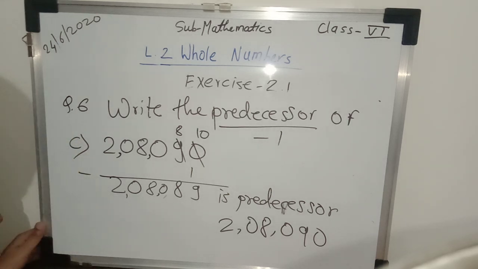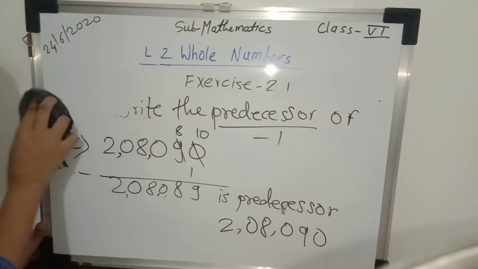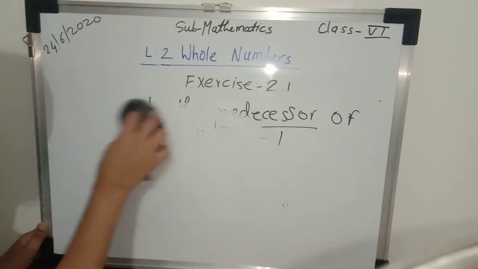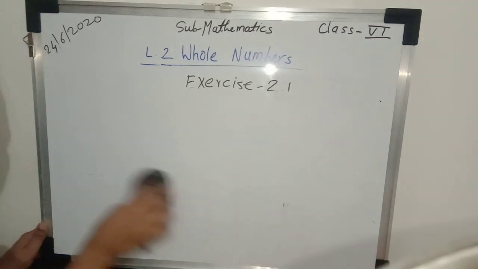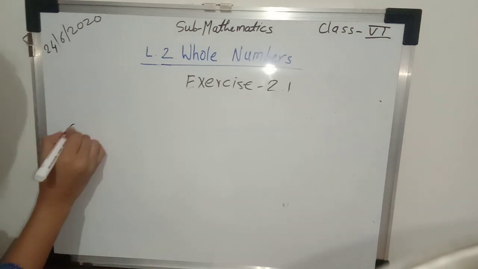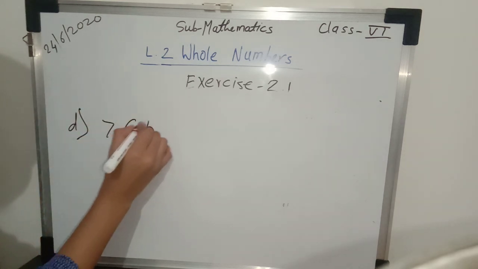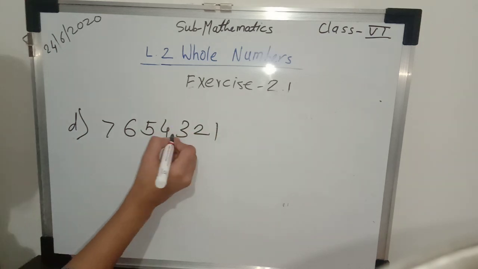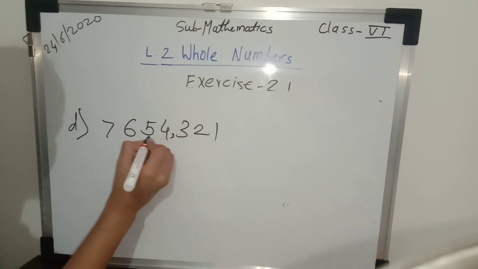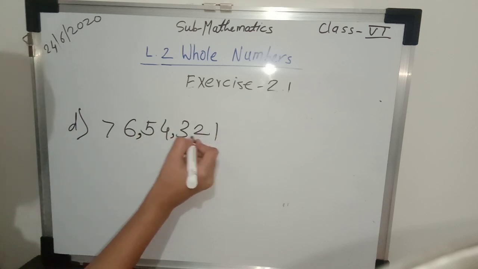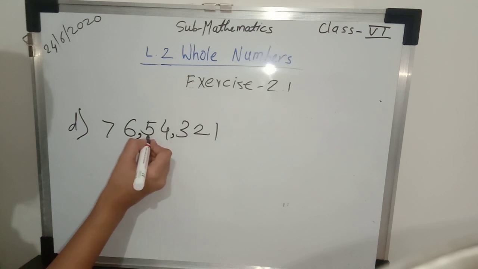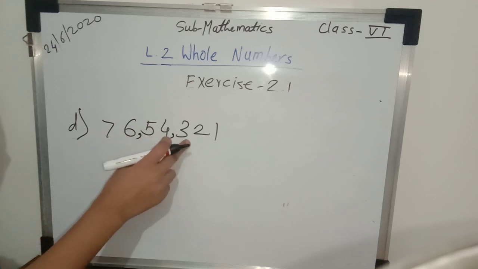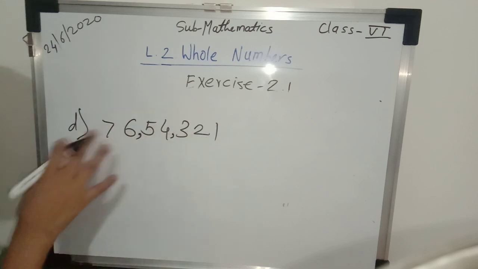Now let's see the last example of this question. The last example of this question is D. Okay, let's put the commas in the correct places. So here ones, tens, hundreds, thousands, ten thousands, lakh and ten lakh. So 76 lakh 54,321. We have to find out the before number of this.